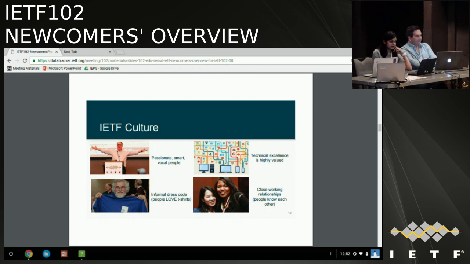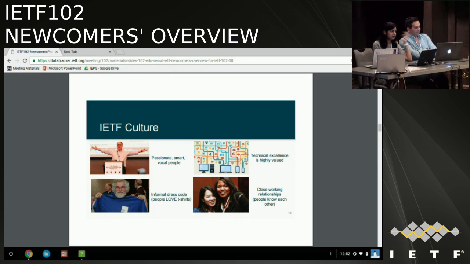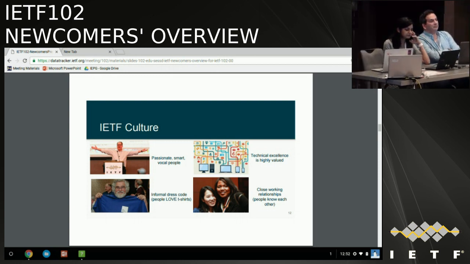Unlike other organizations, we have a very informal dress code here. Wear whatever you want to wear, whatever you feel comfortable in. Most people like to wear t-shirts here. They're available at the registration desk. You can get them there. Otherwise, you'll find very few people wearing suits here, but it just depends. If that's your style, just do it.